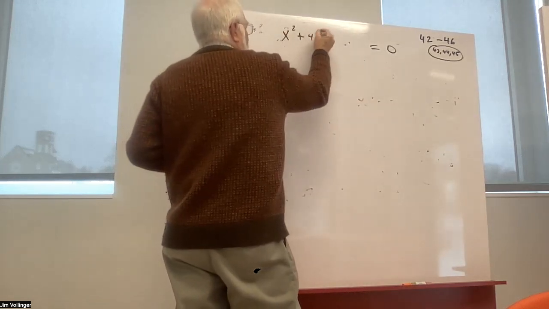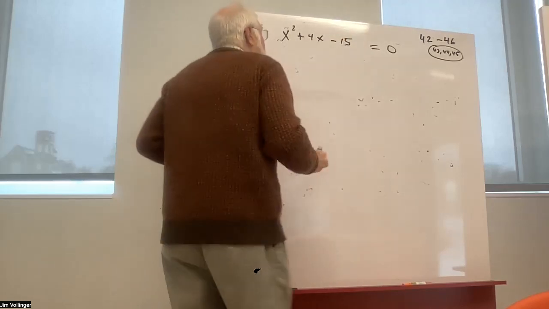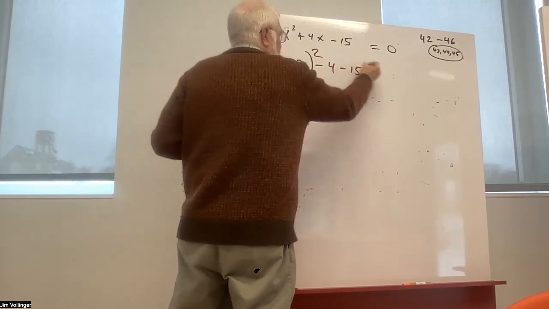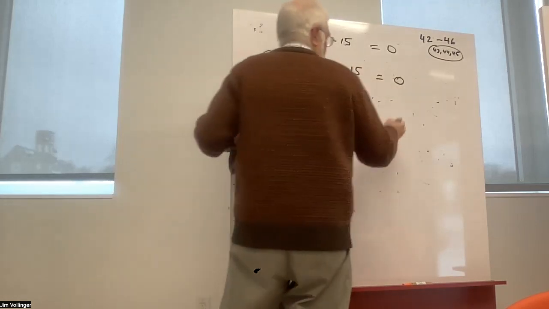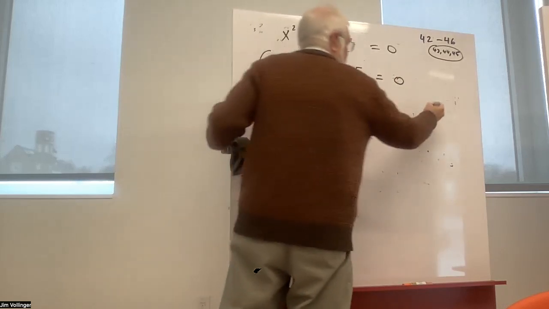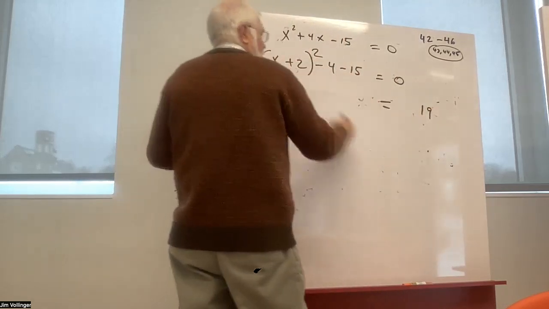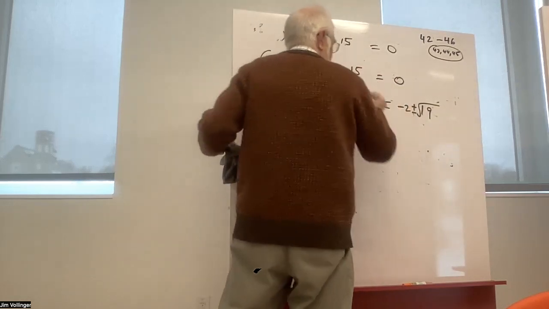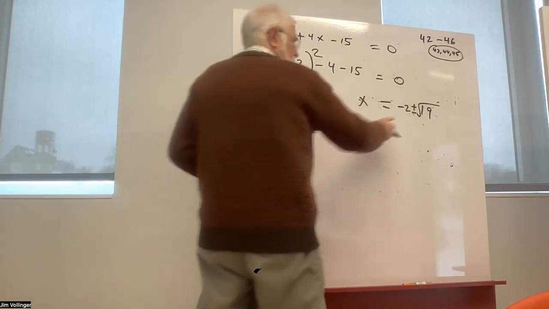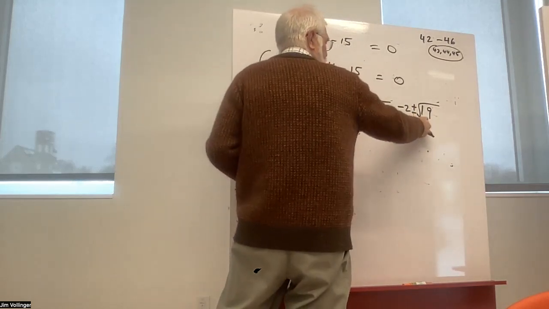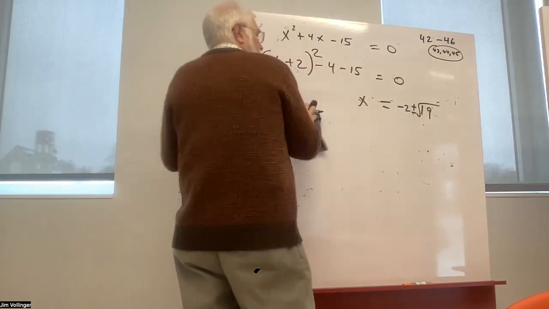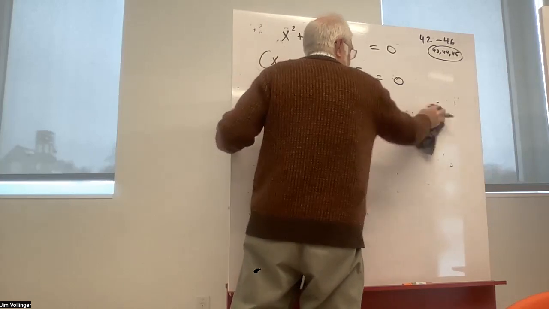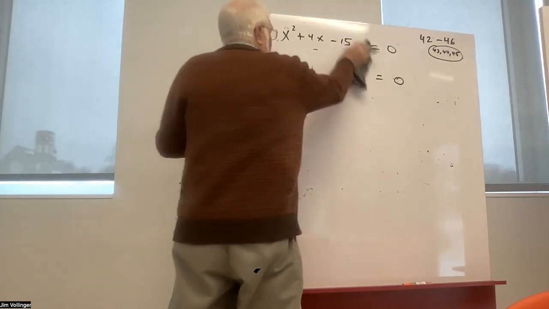X squared plus 4x minus 15. All right, I'm going to write x plus 2 squared minus 4 minus 15 equals 0. All right. Minus 19 becomes positive 19. Squaring becomes plus minus square rooting. Positive 2 becomes minus 2. Those are my roots. That's a little bit bigger than 4. Minus 2 plus 4 is a little bit bigger than 2. That's one of your roots. And minus 2 minus 4, you're near negative 6 for the other. Next problem.